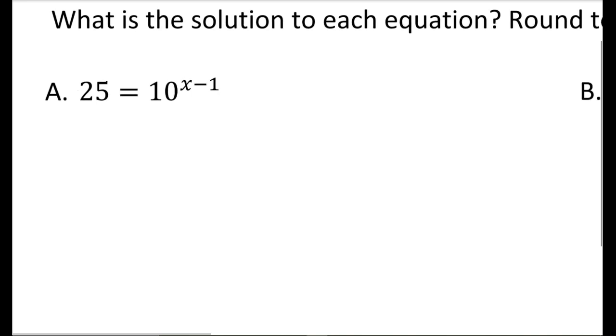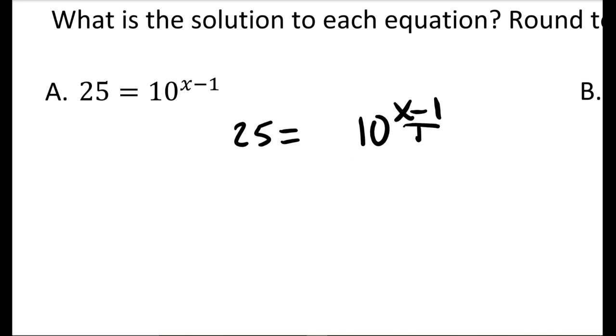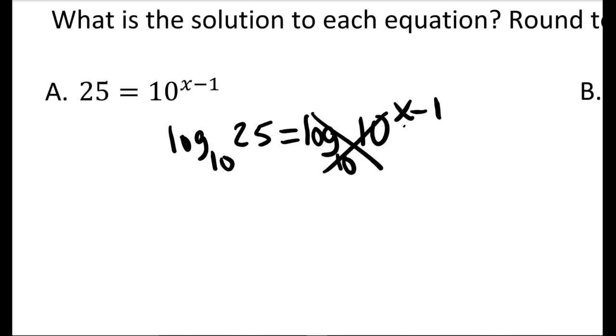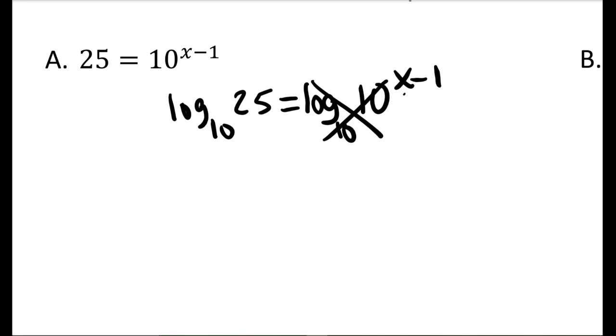So if we want to solve this equation, we're going to need to get rid of the 10 here, because we need to get the exponent down to the bottom, right? We need to retrieve the exponent, basically. Why do we need to retrieve the exponent? Because we want to solve for x. So in order to retrieve the exponent, we need the log. So we need to get rid of the 10. So in order to get rid of that 10, I'm going to do the log base 10 on both sides. And now the log and the 10 cancel, and now we have the x minus 1 isolated.